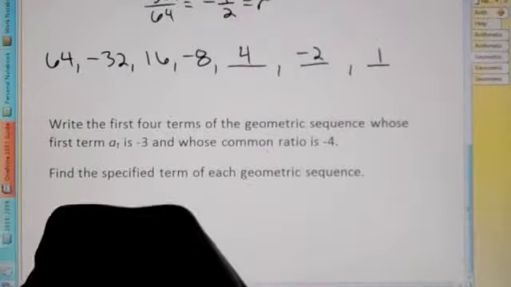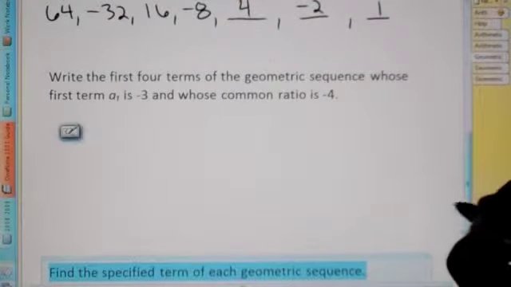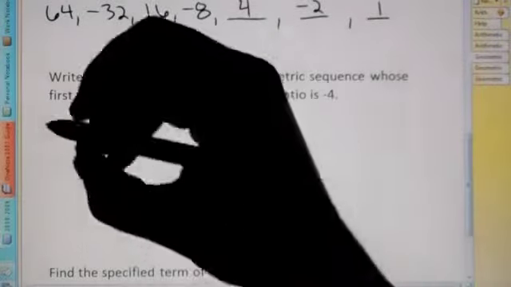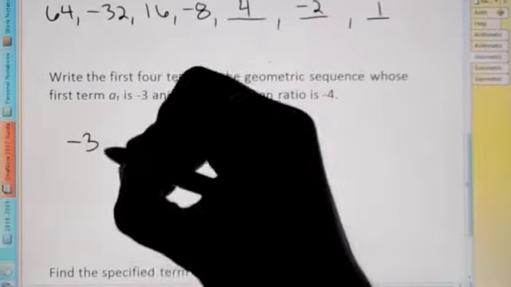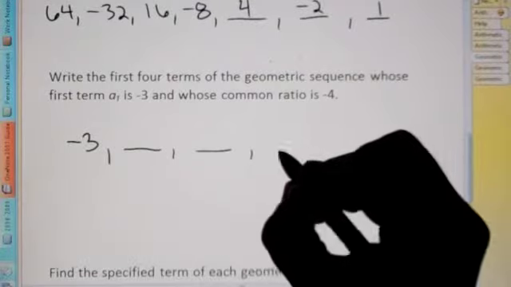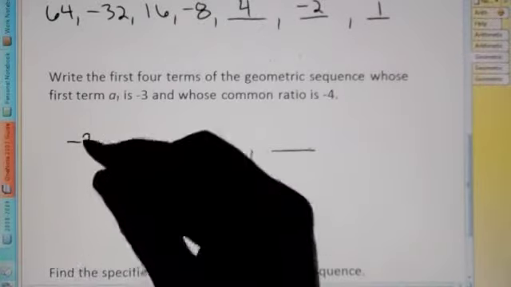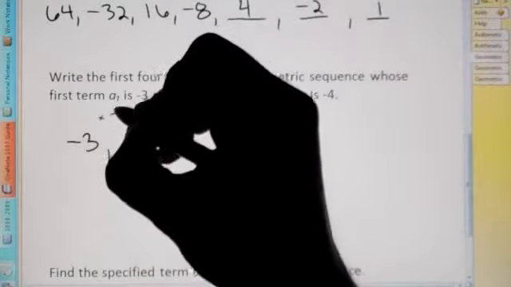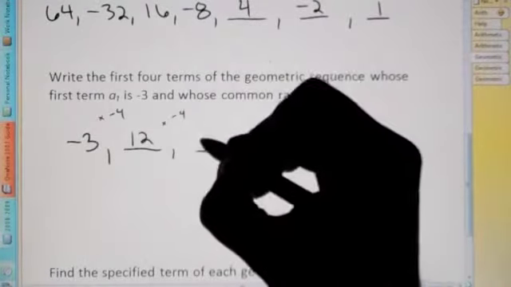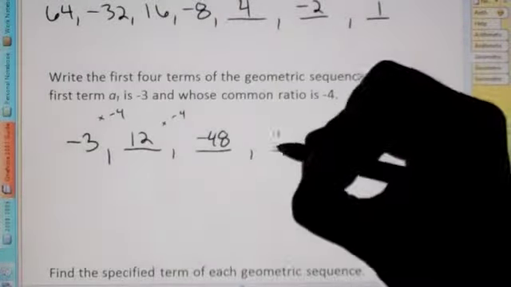Alright, our next problem. Let me go ahead and move this down. It says, find the first 4 terms of the geometric sequence whose first term is negative 3 and whose common ratio is negative 4. So our first term here is negative 3. Now we need to find the first 4 terms. It gives us the first one, so basically we're just finding the next 3. It says your common ratio is negative 4, so that's what you're going to be multiplying each term by. So negative 3 times negative 4 gives us positive 12, times negative 4 gives us negative 48, and negative 48 times negative 4 is 192.